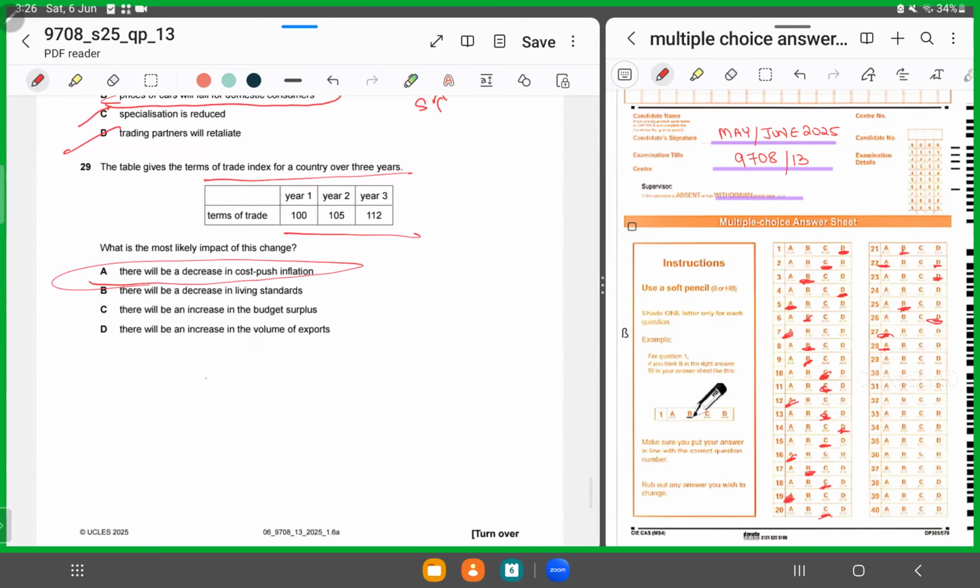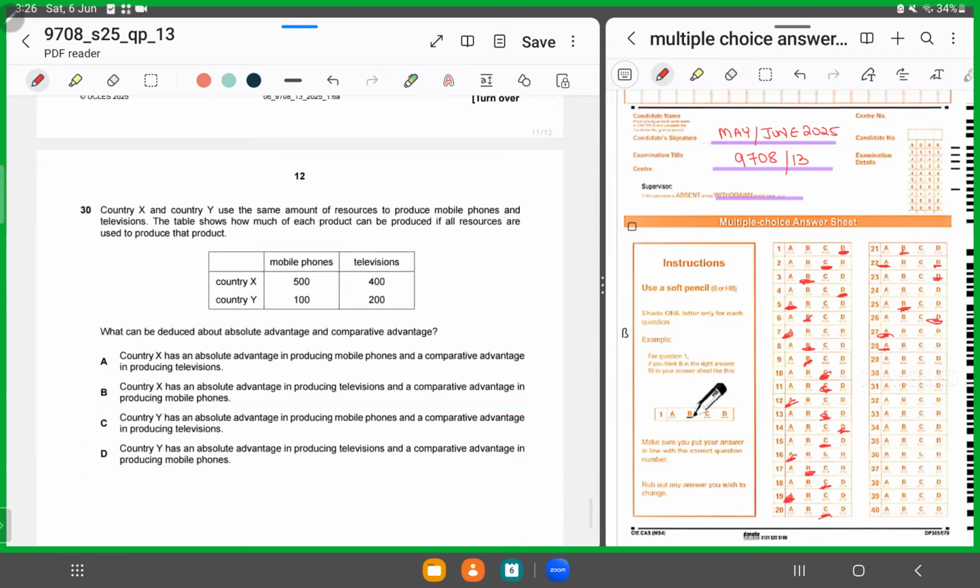Moving forward, MCQ number 30. MCQ number 30 talks about comparative advantage and it talks about absolute advantage. Now notice absolute advantage is a situation in which a country can produce more of a good than another country with the same set of resources. And when you're talking about a comparative advantage, a country produces more of a good at a lower opportunity cost. So now notice country X has advantages in production of both types of good, right?